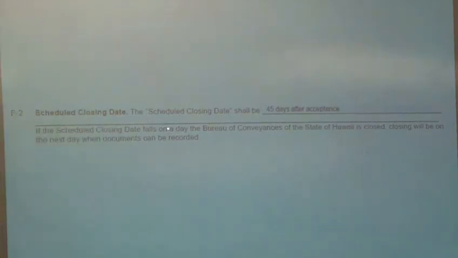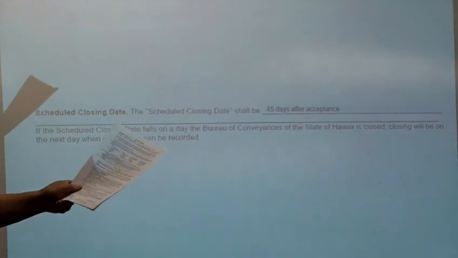F2, the scheduled closing date shall be 45 days after acceptance or a date. You can put either one, a date or 45 days or 30 days or however many days after acceptance. What does 45 days after acceptance mean? After the seller accepts the offer. Well, what if they accept it by way of a counter? Not yet.